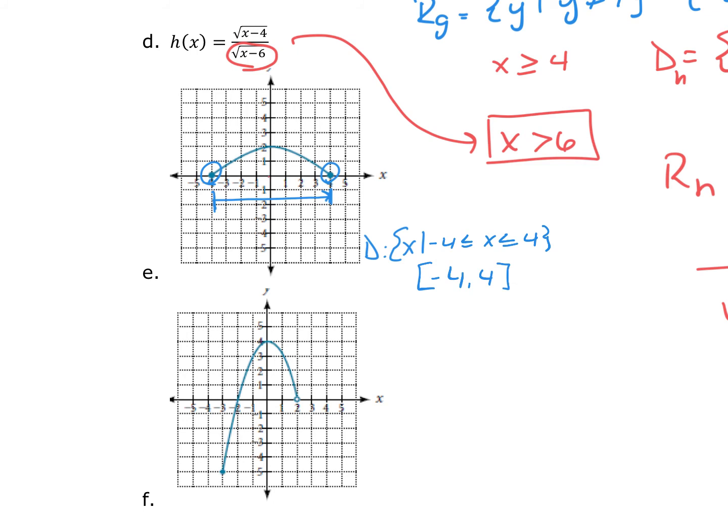Now the range, I start here. This is the first time looking left or right where I see anything. And I'm going to go all the way up to 2. Right here at 2, it is a nice smooth closed curve, so I get to include it. So I have the range y such that 0 is less than or equal to y, which is less than or equal to 2. So in other words, I have 0 to 2.